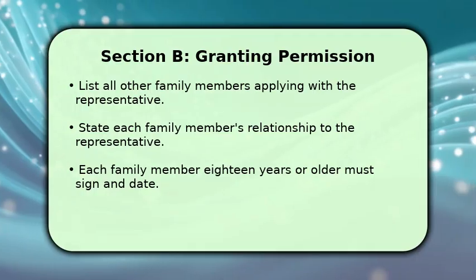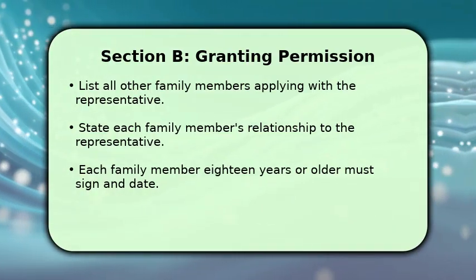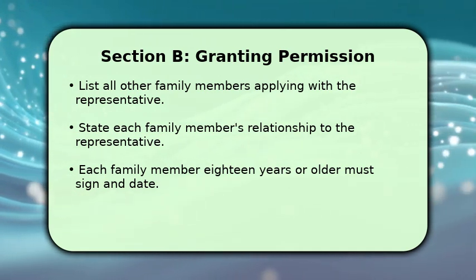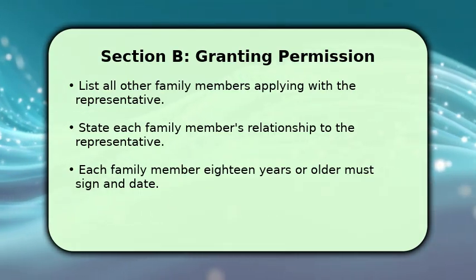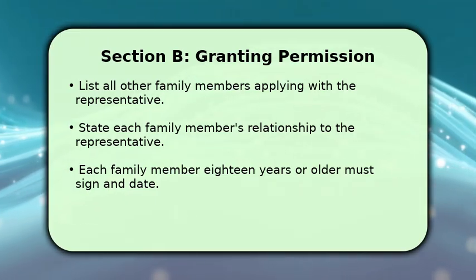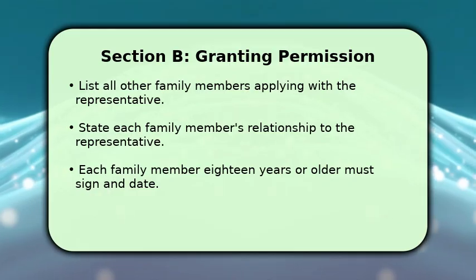In Section B, you will list all other family members included in the application. For each person, clearly state their name, date of birth, and their relationship to the representative, such as spouse or child. Crucially, every family member who is 18 years of age or older must personally sign and date this section to grant their explicit permission.